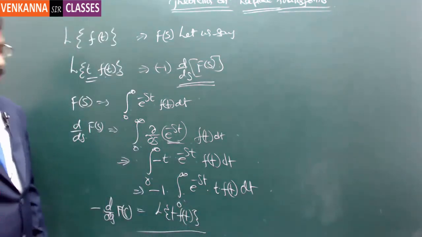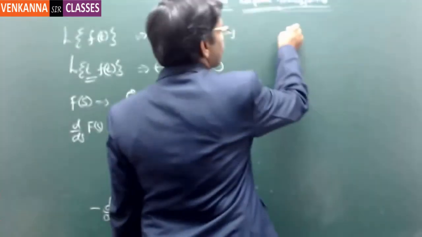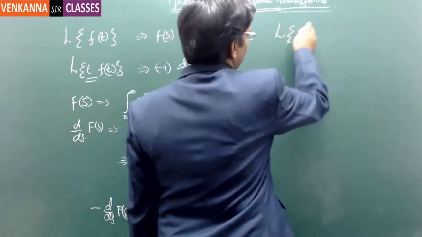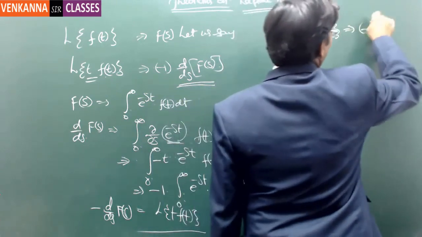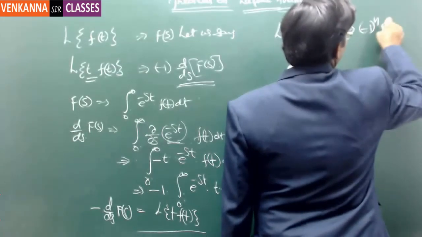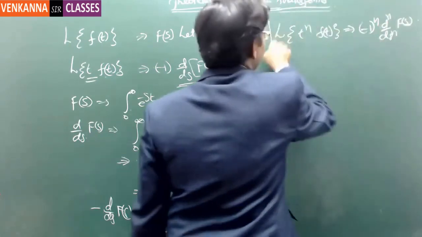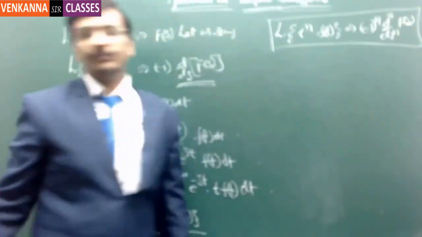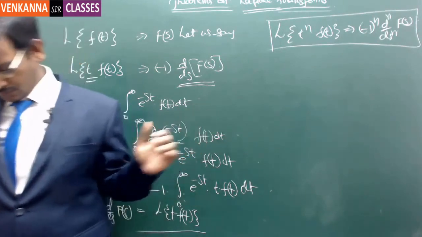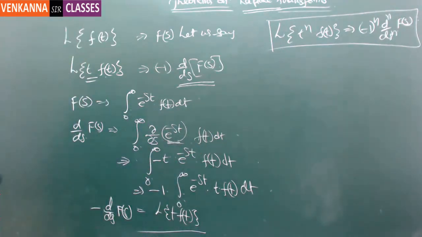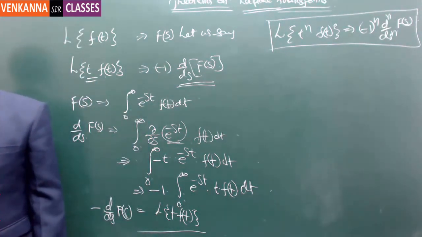Got it? Now the same thing you can extend. Suppose you multiply with one more t. So the Laplace transform of t power n into f of t is nothing but minus 1 whole power n into d by ds power n of f of s. This is a generic formula. If you multiply with t, then the Laplace transform changes in this format. Clear? Any questions on this?